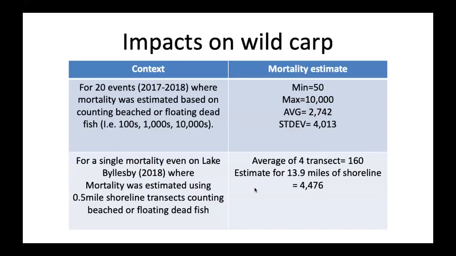So we don't have a lot of information on this, unfortunately. That's why I showed you that video, so you can see how hard my job was. I'm taking all the different estimates of mortality that we were given and generalizing them into bins of 50 to 100 fish, 100 to 1,000, and 1,000 to 10,000 fish. The minimum that we had in any one spot was 50 mortalities, and up to 10,000 mortalities.